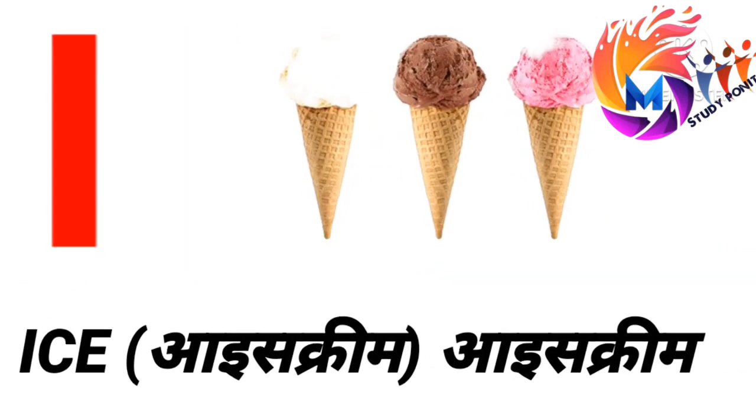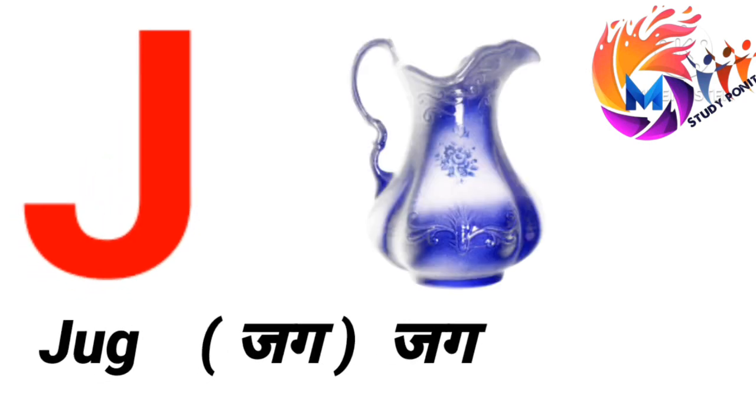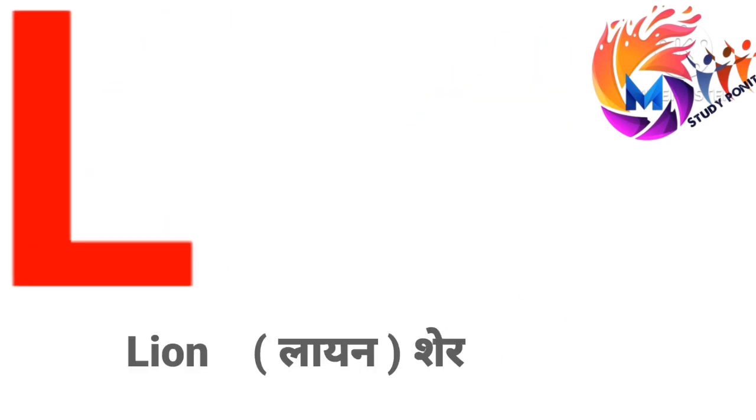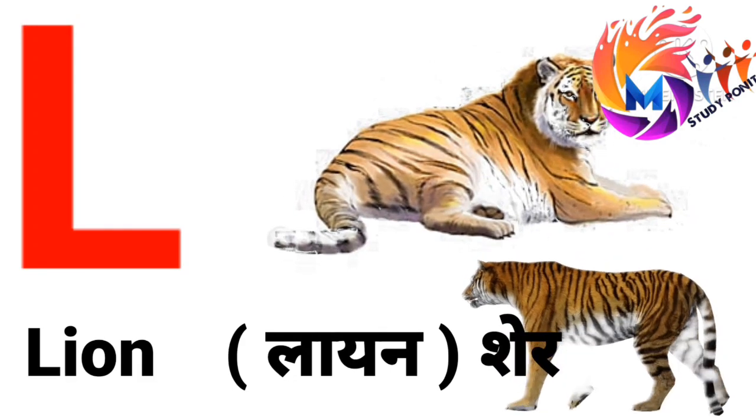I for ice cream, ice cream means ice cream. J for jug, jug means jug. K for kite, kite means patang. L for lion, lion means sher.